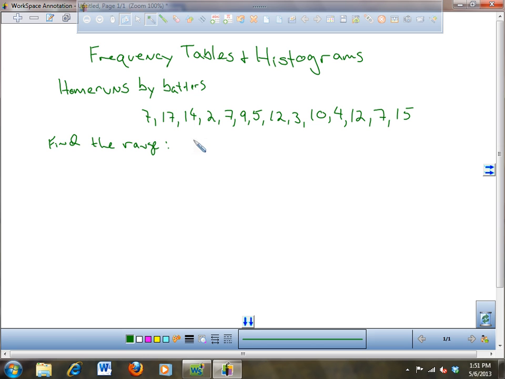So what's the largest number here? 17. And what's the smallest number? 2. 17 minus 2, and if I do that, I get 15. So there's a range of 15.